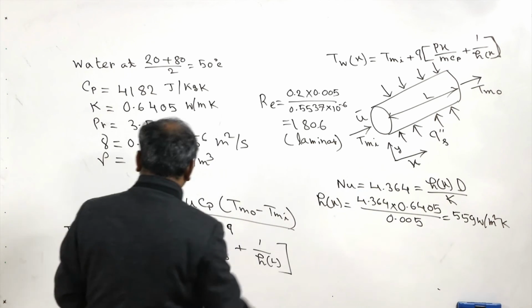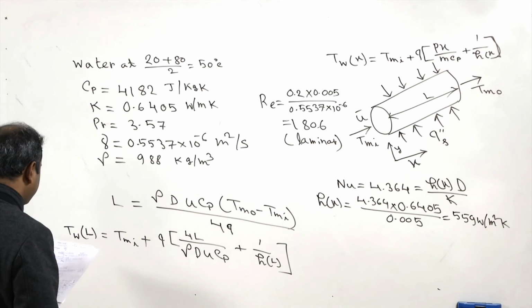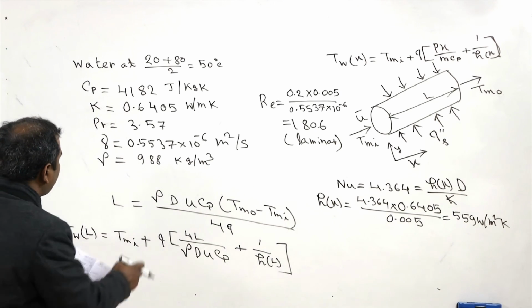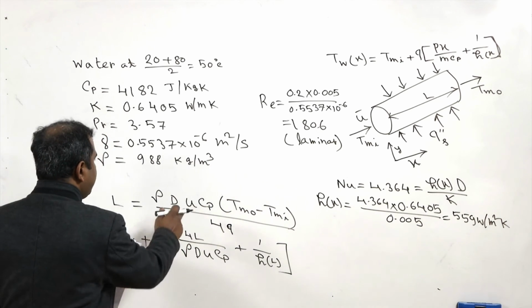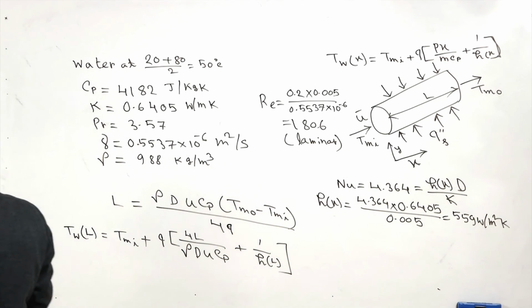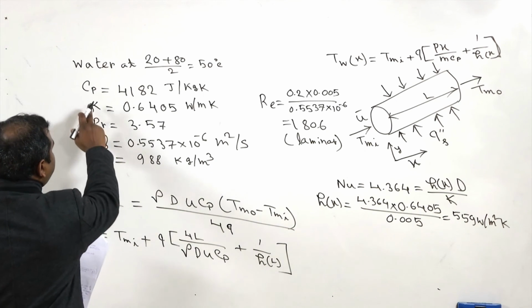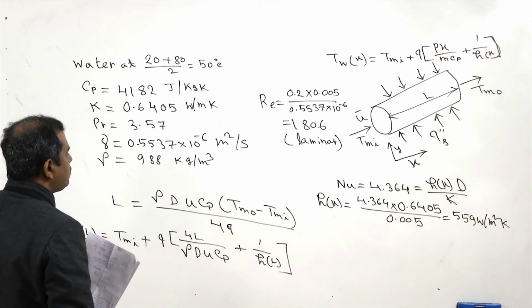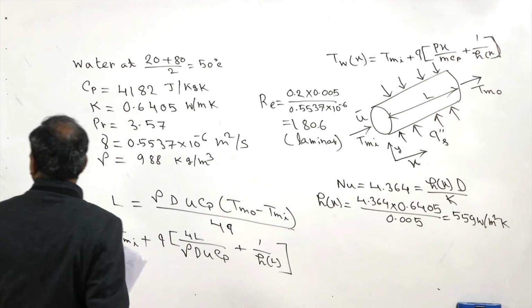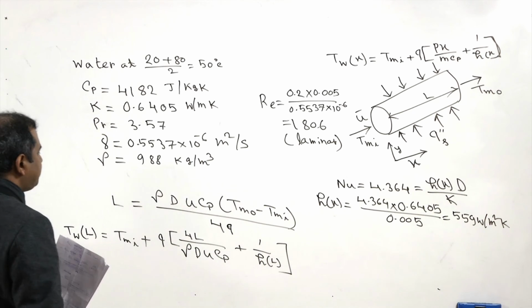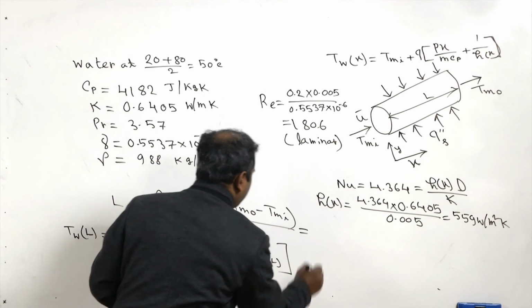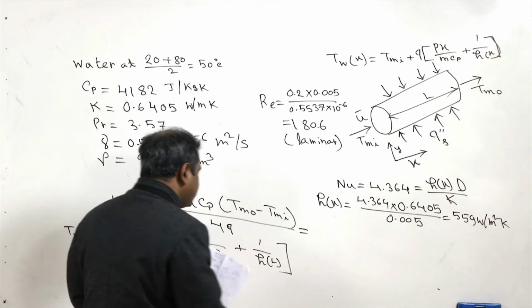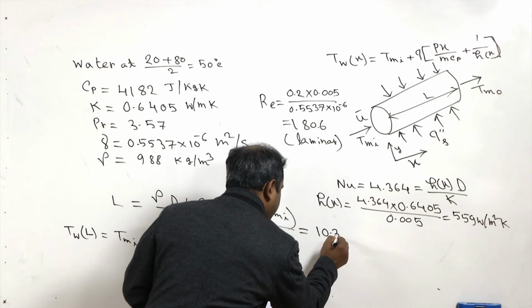Now, as we have obtained everything, let us first get the result of L. Rho is known to me, 988, D is known to me, 0.005, and U is given in the problem, which is 0.2 meter per second. Cp we have obtained for the average temperature, 4182. Outlet and inlet temperatures are known as 20 degree and 80 degree respectively, and Q is constant. So, you can get the value of L because all the parameters are known, and L comes out to be 10.33 meter.